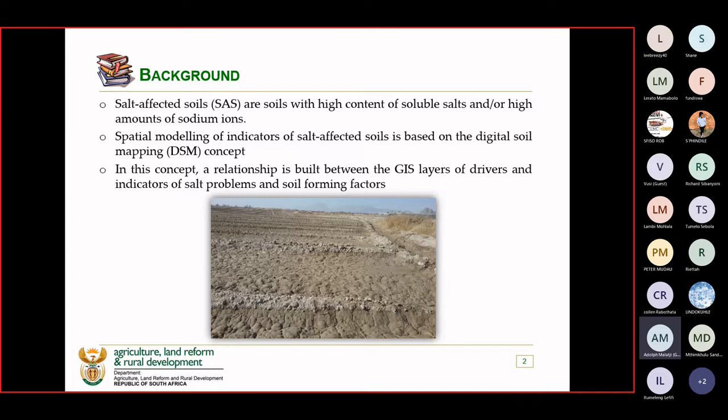Now in this concept, we will try to build the relationship between the drivers. Other people call them predictors, or when you read some literature, you'll hear the word covariates, and the indicators of soil problems and all soil forming factors. So we'll try to understand the relationship between all these variables. I will explain this one a little bit later on.